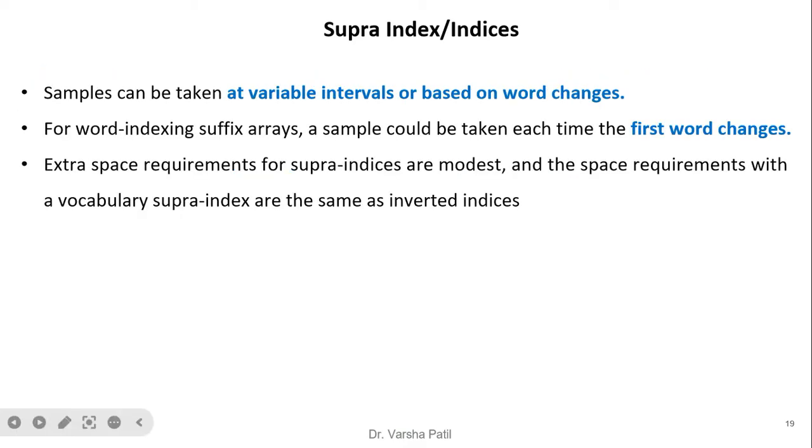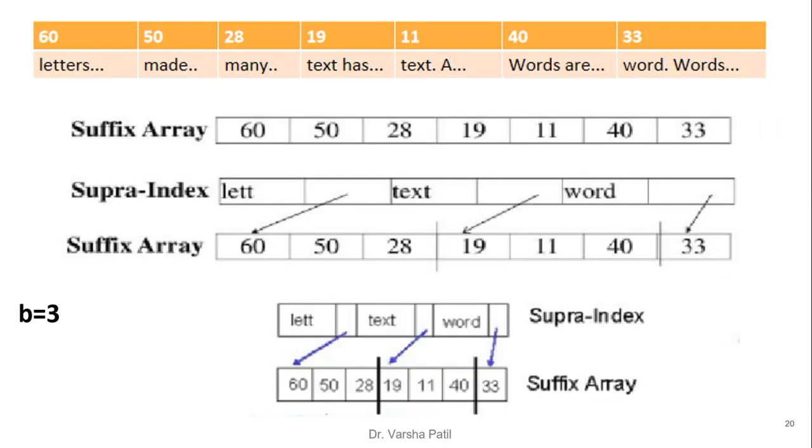Samples can be taken at variable intervals or based on the word change. So we either take that particular value of B or we take the word change. I will explain the example of word change also. For word indexing suffix arrays, a sample could be taken each time the first word changes. Extra space requirement for supra indices is modest, and the space requirement with the vocabulary supra index is the same as inverted indices. Now for example, here this is nothing but our suffix array.